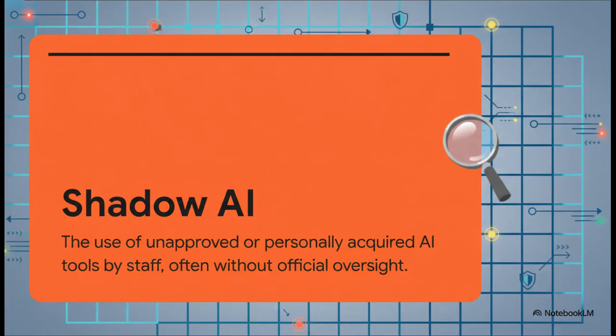So, what's the biggest threat to that visibility? It's something we call shadow AI. This is basically any unapproved or personally acquired AI tool that your staff might be using, usually without any official oversight. Just think about a well-meaning team member using a free website to summarize client notes. It seems harmless, right? But that one action can introduce massive compliance and data privacy risks.